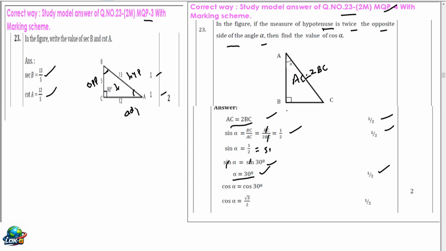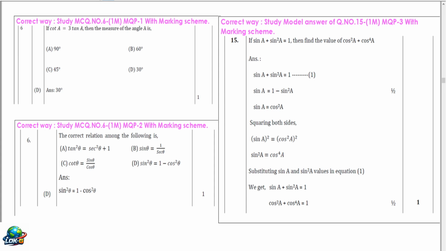When alpha becomes 30 degree, you can easily get cos alpha. What is cos 30 degree? It is equal to root 3 by 2. For that, you will get half marks. Interesting, tricky question, my dear students. Read the question carefully, then you solve. Don't make any hurry-burry things.